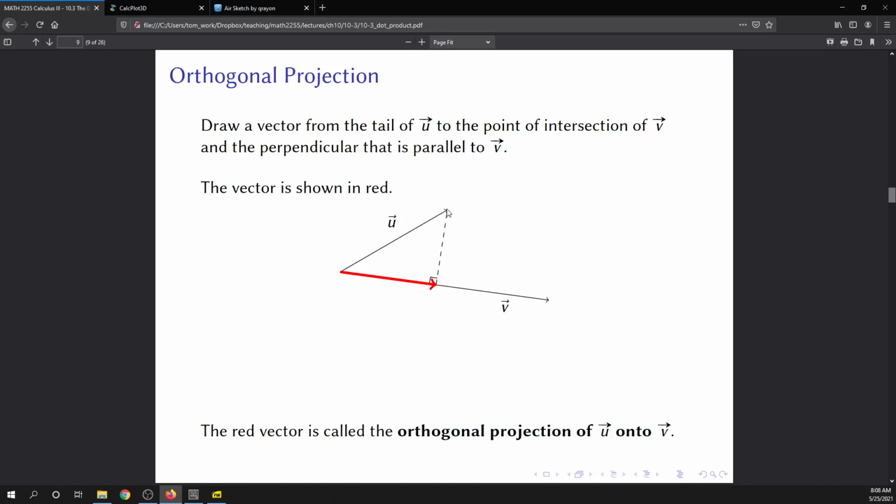So that's what the orthogonal projection is in terms of geometry. And you can see where it got its name from. Orthogonal means perpendicular, roughly. And then we're projecting this vector onto the vector v, like so. So that is what the orthogonal projection is.